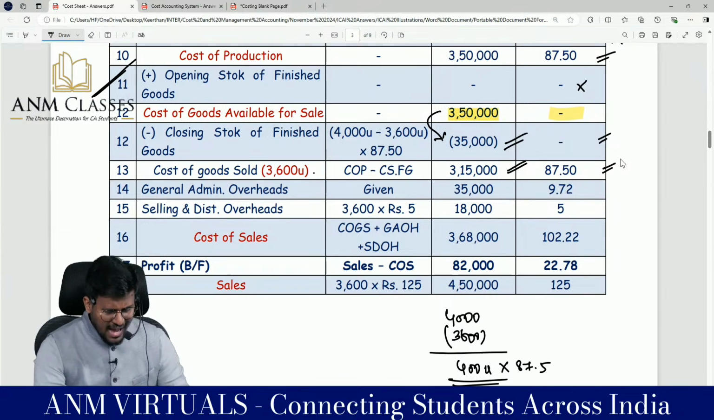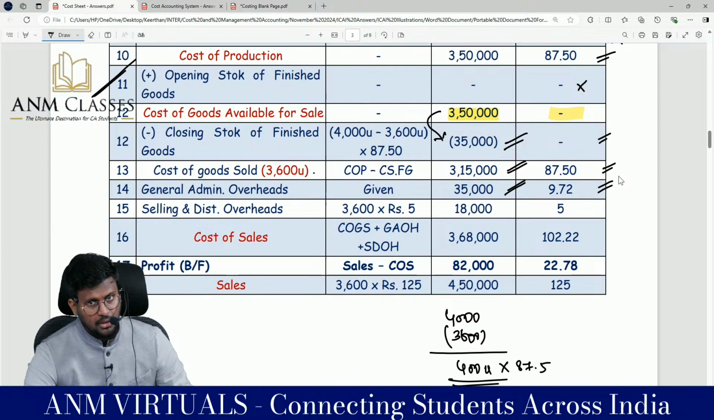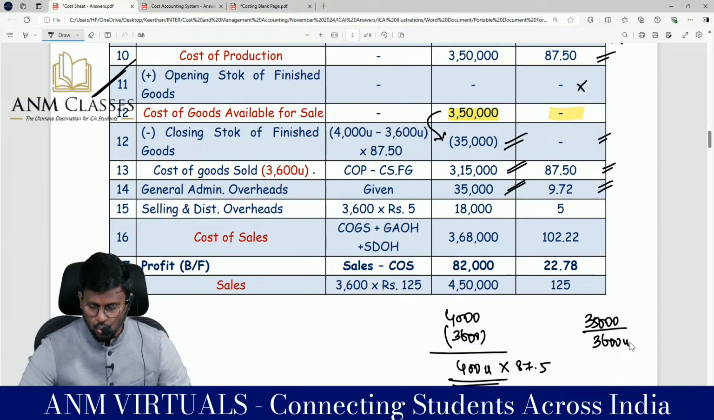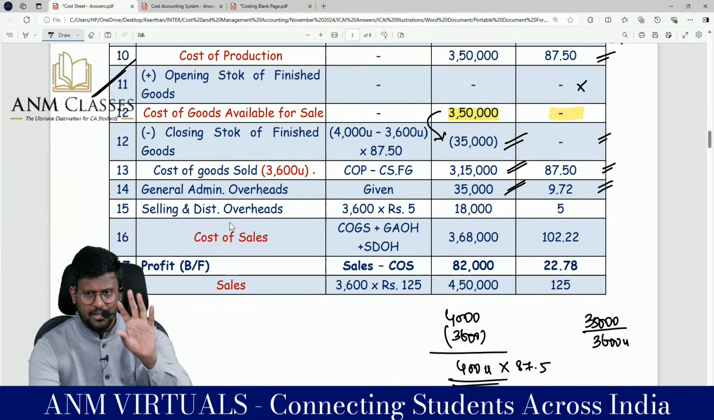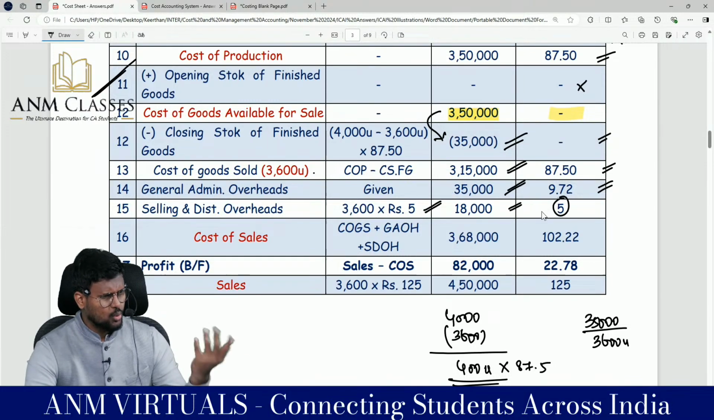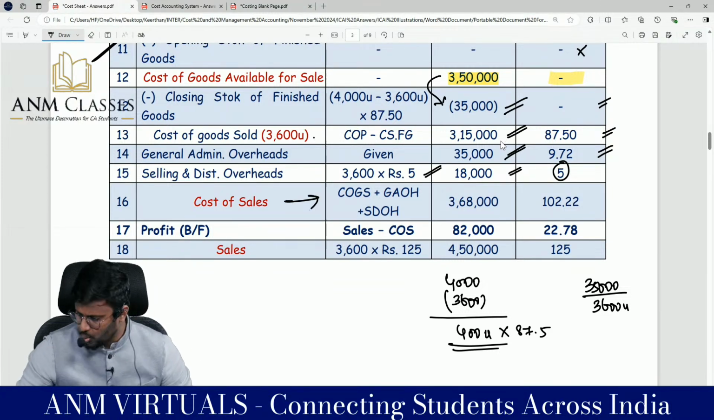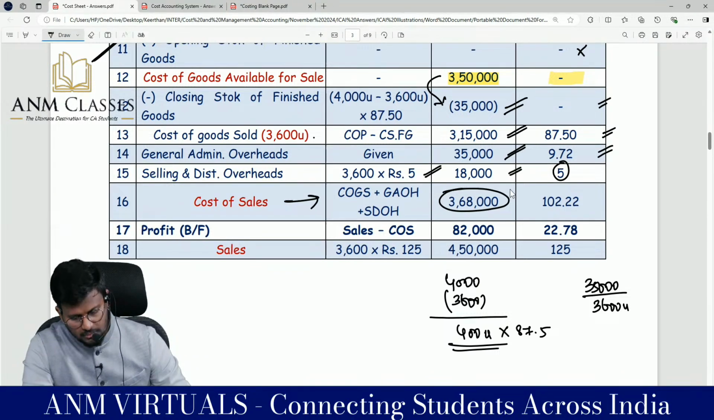Per unit comes to 87.5. Right? Add general administration overhead comes to how much? 35,000, which is divided by 3,600 units comes to 9 points. Add selling and distribution. They themselves have given that per unit is 5. So 3,600 into 5 comes to 18,000. They have given 5 in the question. So you will get the cost of sales, which is 3,15,000 plus 35,000 plus 18,000 comes to.